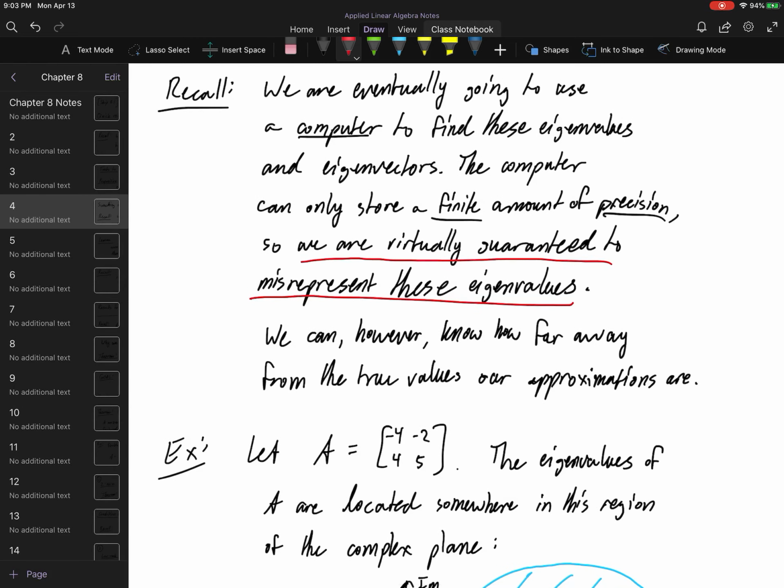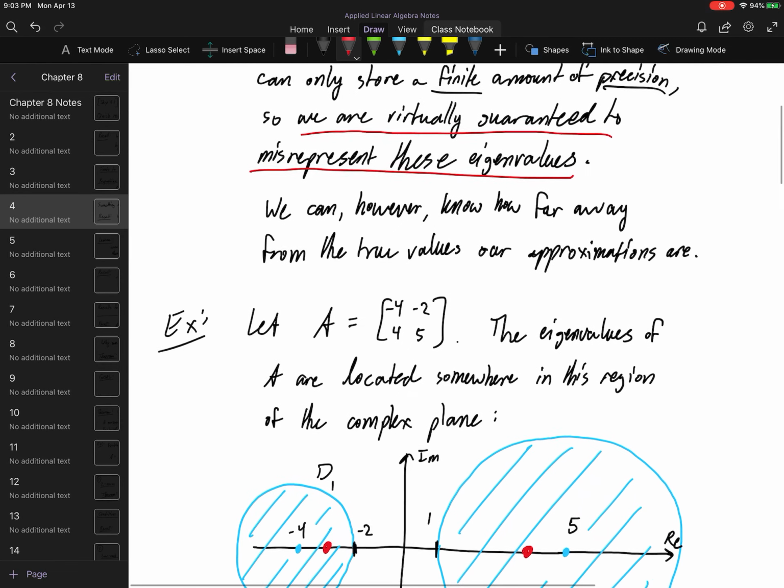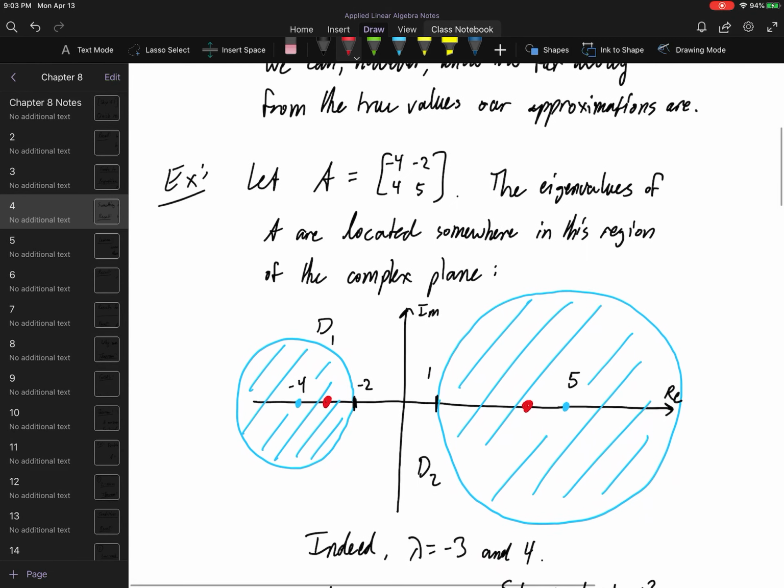But we'll come back to how we can actually pick up the eigenvectors when we talk about iteration. That's actually a more reliable way of figuring these out. So again, we're virtually guaranteed to misrepresent the eigenvalues, and therefore we are not going to be able to figure out the eigenvectors in our traditional sense. But we can know exactly how far away from the true eigenvalues the approximations actually are.